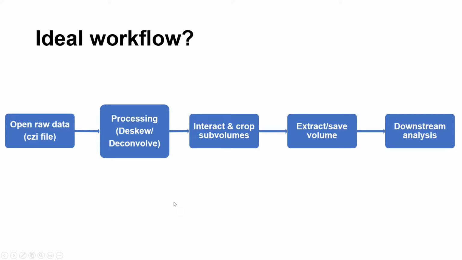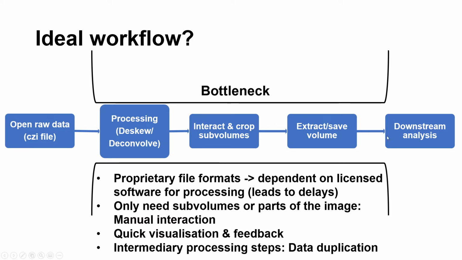So for an ideal workflow, we use the Zeiss microscope, so the file format is CZI. The ideal way would be we open this raw data. We need to do some processing. In the context of lattice light sheet, because the images are acquired in a certain way, the images are distorted, so we need to remove those distortions and process it in a way we can then use it. So the ideal way would be to be able to interact with this data, select our regions of interest, extract and then save it for downstream analysis.